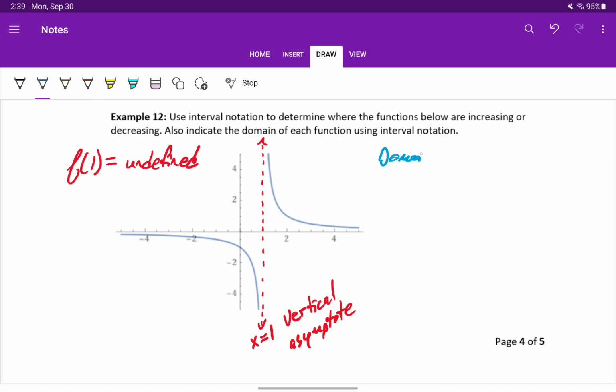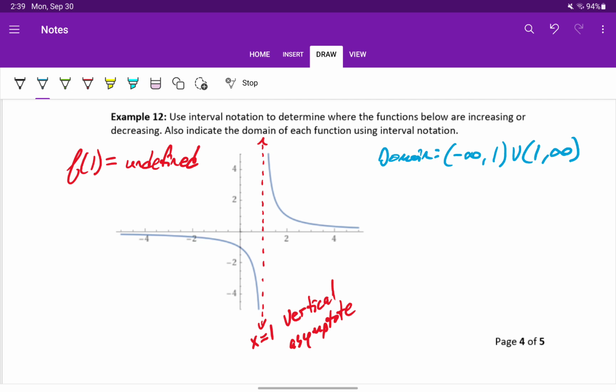So in terms of our domain, we have a restriction. The domain would be negative infinity to positive 1, union positive 1 to infinity. We include that break at 1, and we use rounded parentheses because the function itself isn't defined at 1. So inserting that break indicates that we have that point where our function's undefined.